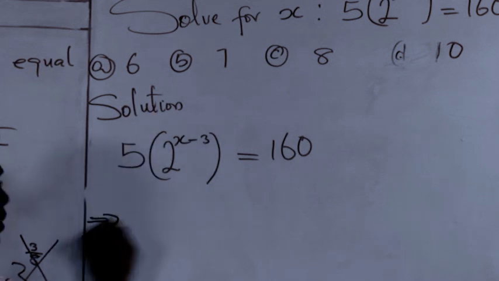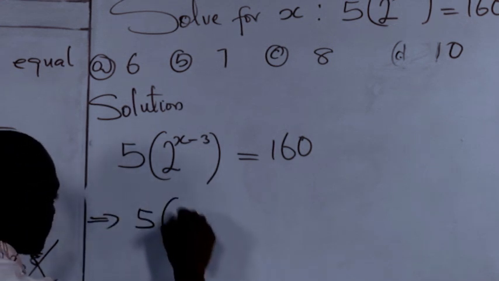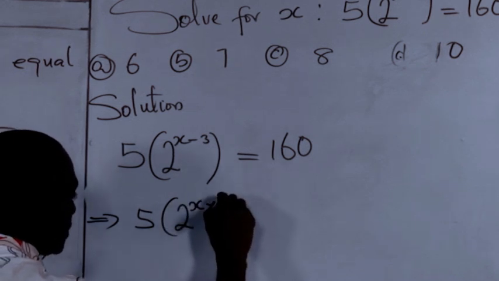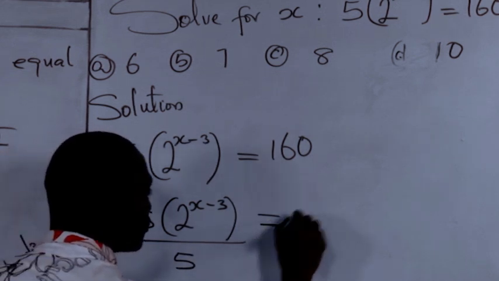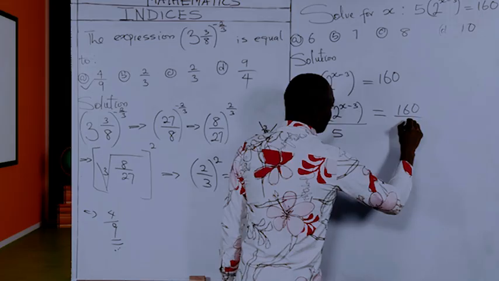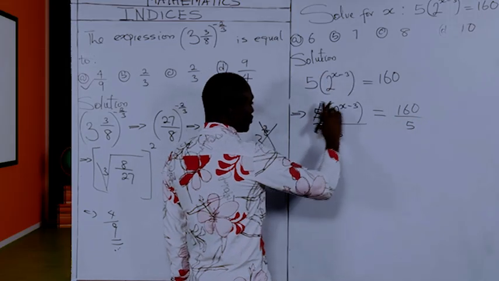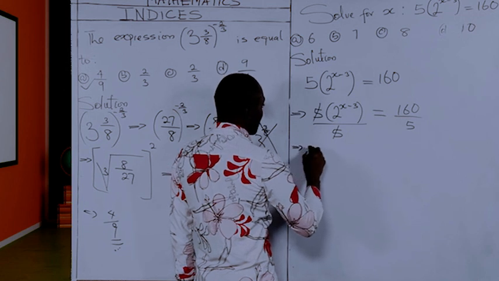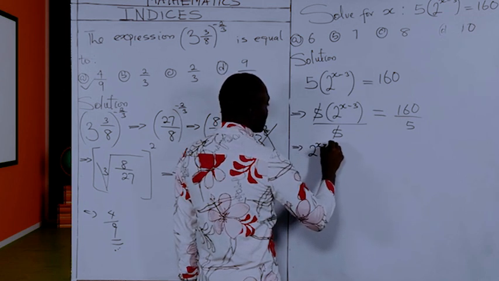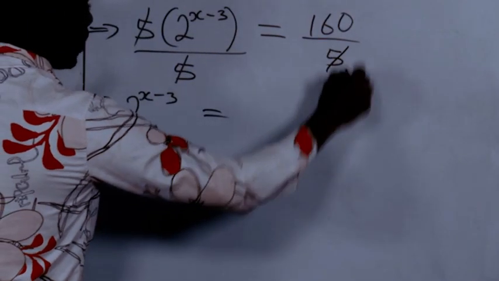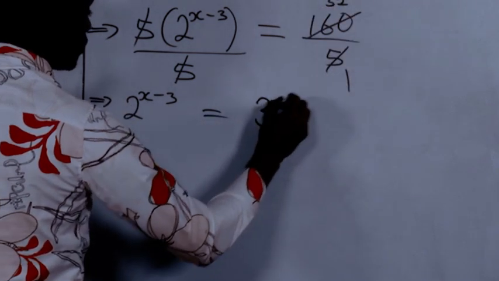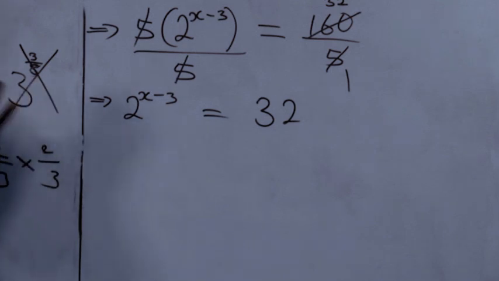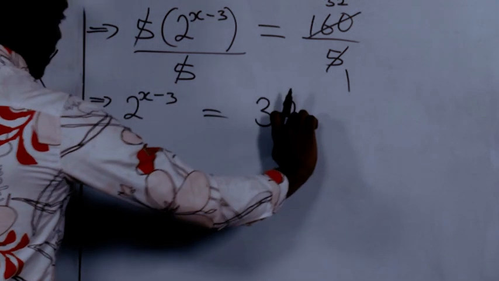Dividing both sides by 5, we have 5 times 2 raised to the power x minus 3, everything over 5, equals 160 over 5. This 5 will cancel this, so I'll be left with 2 raised to the power x minus 3 equals 160 over 5. 5 in 160 will give us 32. So this is what we are having now.